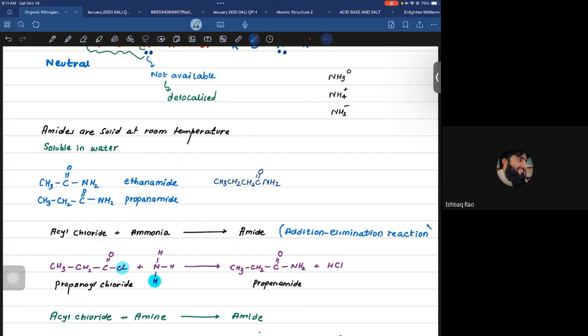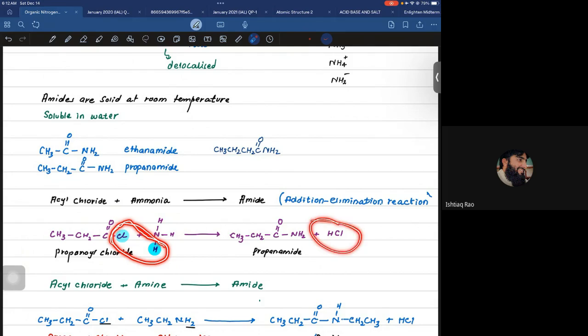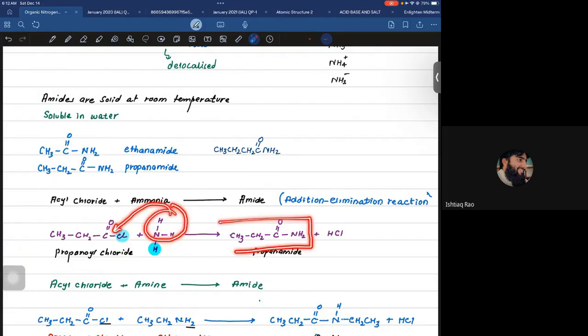How? Basically, this is your acyl chloride. It's going to react with ammonia. This would be released, this would be eliminated, basically in the form of HCl, and the rest of the molecule is joined to this carbon. So this is amide.